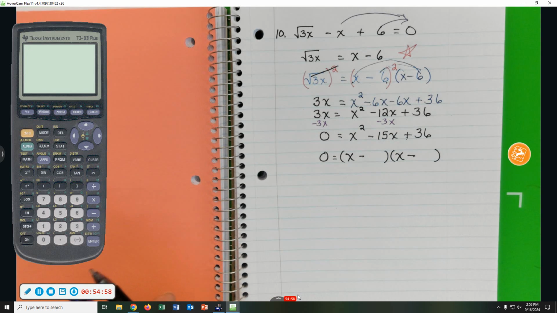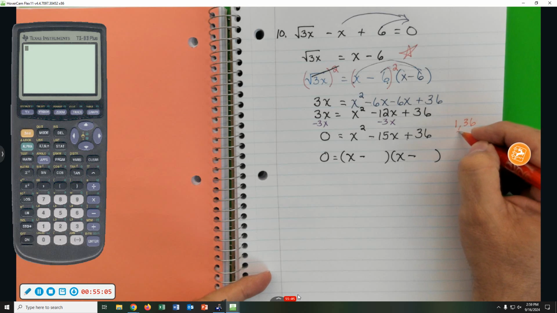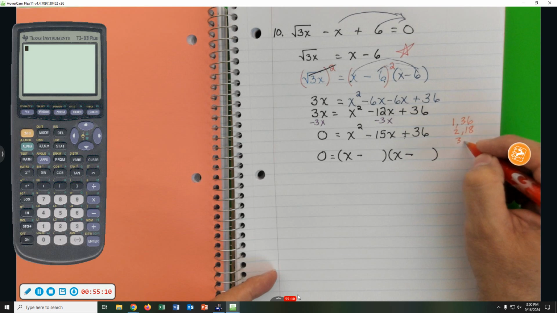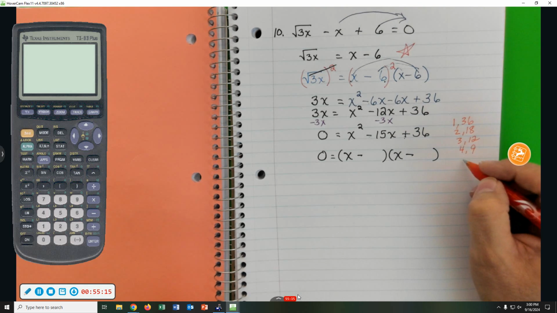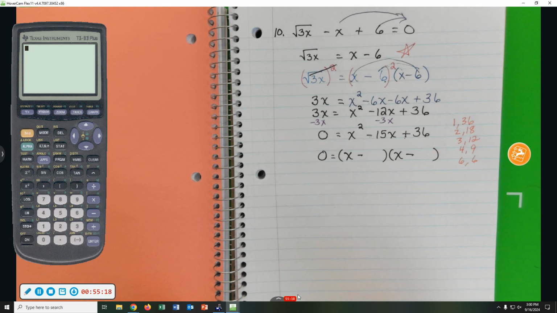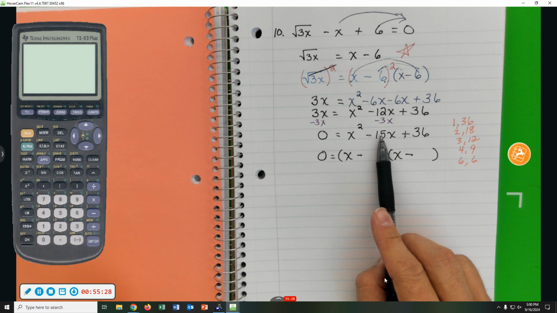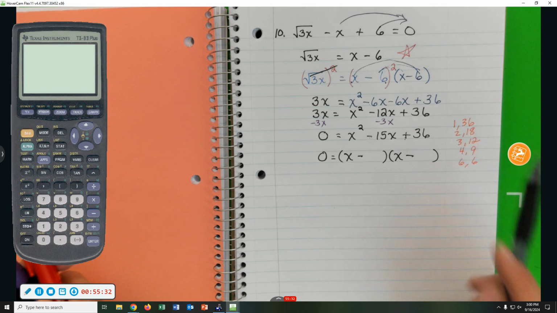Can you think of numbers that multiply together to give 36? There's 1 times 36, 2 times 18, 3 times 12, 4 times 9, and 6 times 6. But it's a simple trinomial, so you're going to choose the pair that adds together to give you 15. Which pair gives you 15 when you add it? 3 and 12.